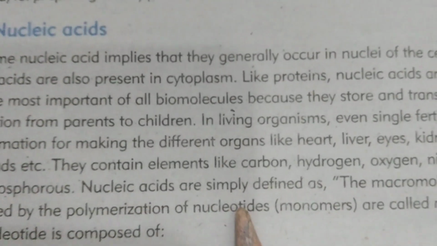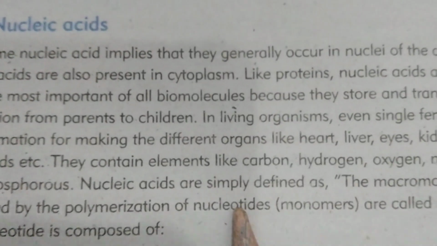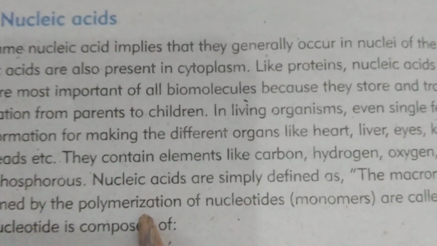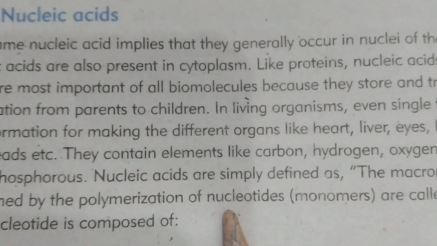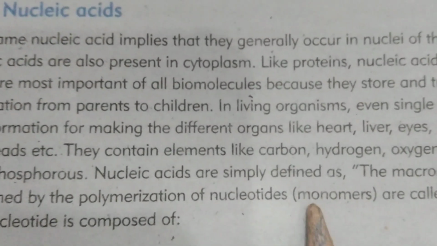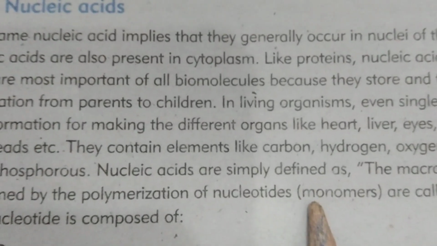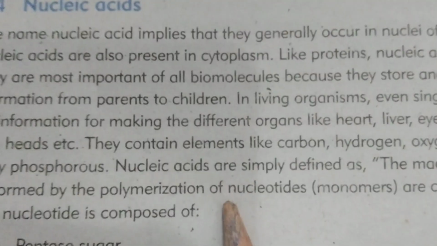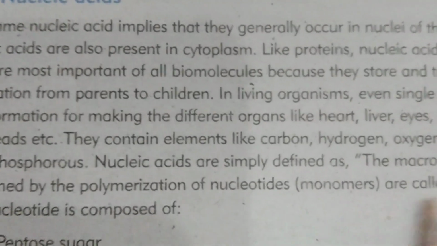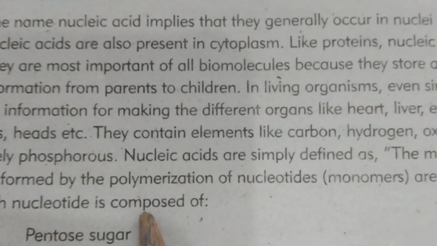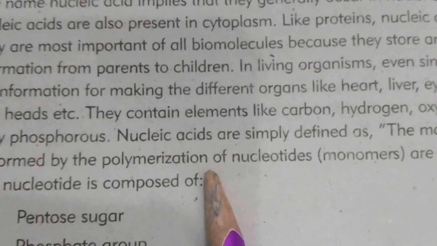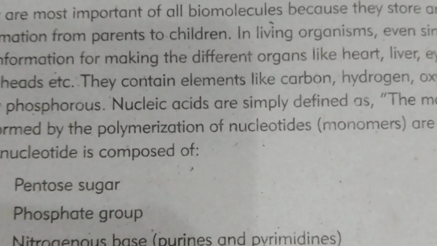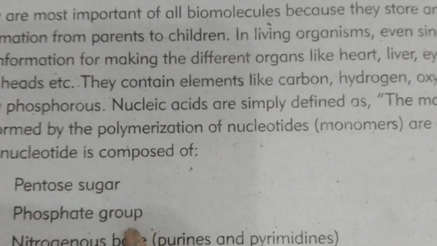Nucleic acids can simply be defined as macromolecules which are formed by the polymerization of nucleotides. Nucleotides are the simpler ones, or monomers, which join together to form nucleic acids. So macromolecules formed by the polymerization of nucleotides are called nucleic acids. Nucleic acids are composed of pentose sugar, phosphate group, and nitrogenous base.